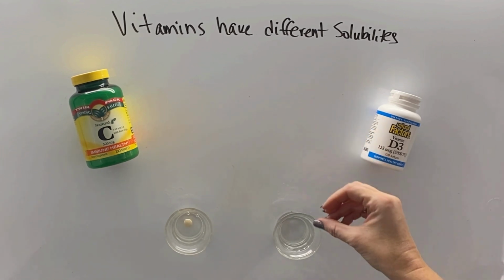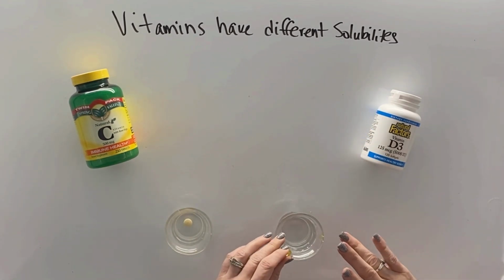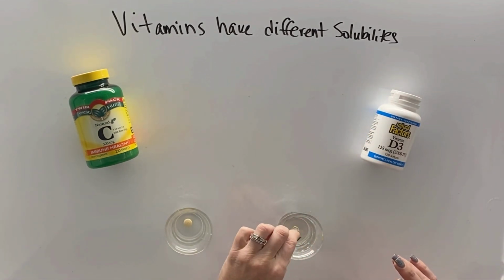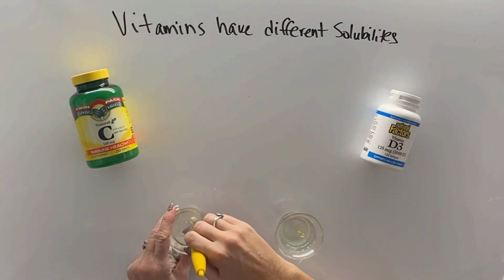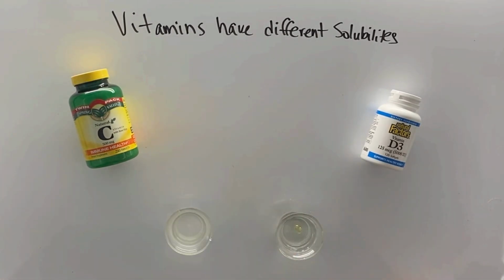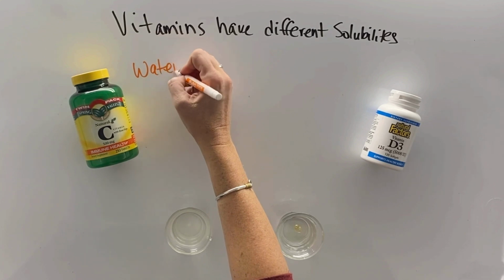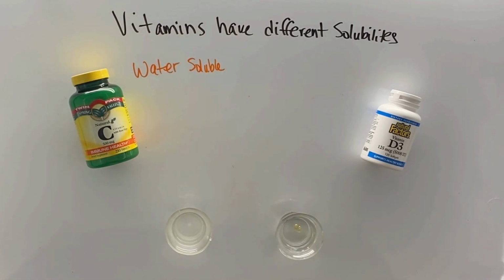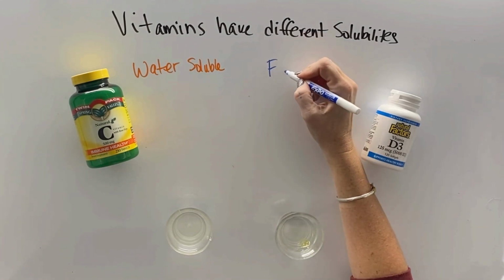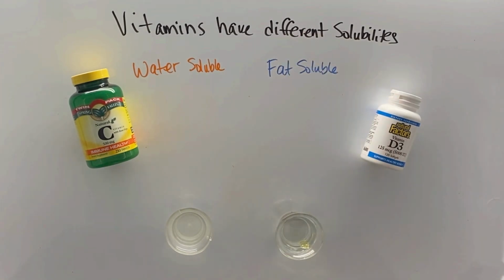Vitamins have different solubilities as well. Vitamin C, we can see, will drop in that water, and vitamin D is this really oily substance that comes in a capsule. So I can take this vitamin C and stir it up and dissolve it in the water because it's a water-soluble vitamin, but vitamin D is not a water-soluble vitamin. It is an oil or fat-soluble vitamin.